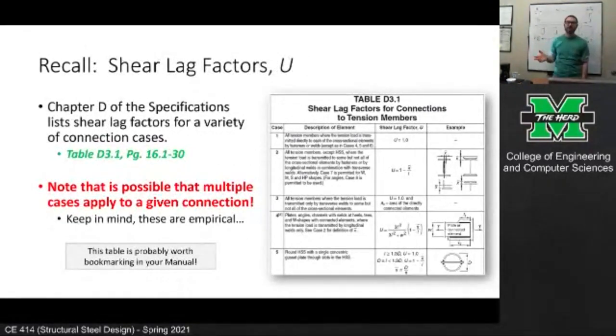And then the shear lag factors, we find those in Chapter D of the spec. That's that table that we looked at last time, and that you all had a homework assignment on that was due today. We just go through the various cases in the manual and apply all the ones that apply. Multiple cases can apply to a given connection. We are going to see that today with the example that we do. Again, this is probably worth bookmarking.